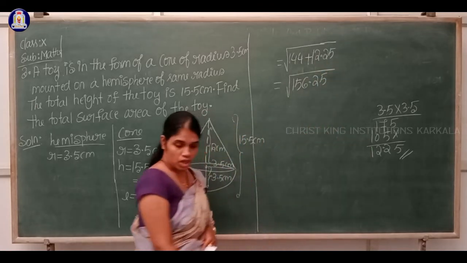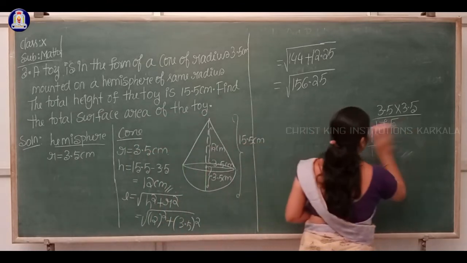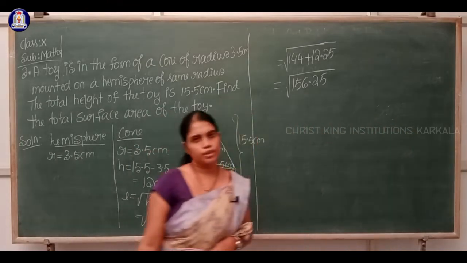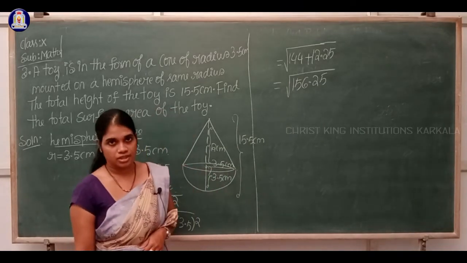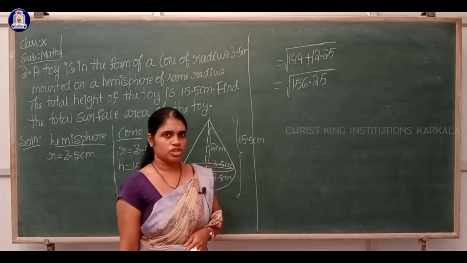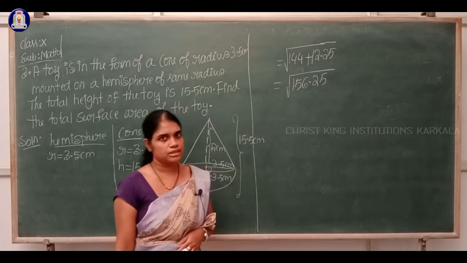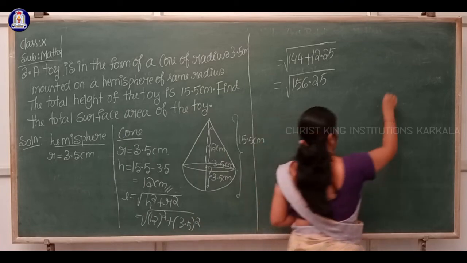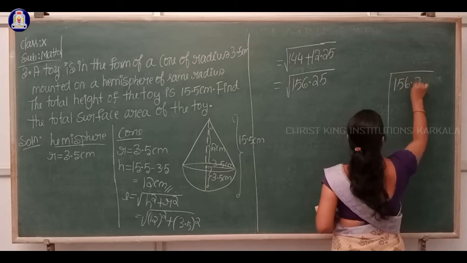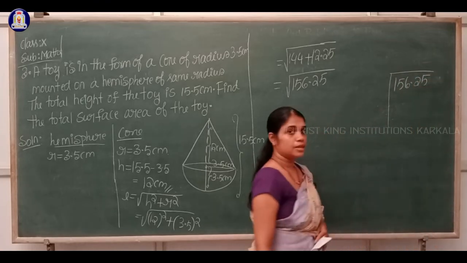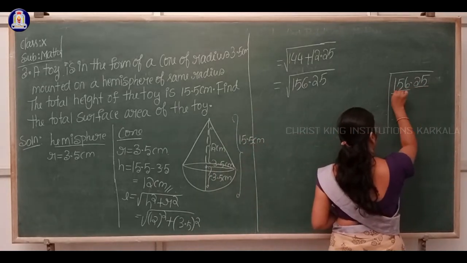156.25. Okay, so now we are going to calculate the square root of 156.25. How to calculate? Already we have discussed the long division method, isn't it? So I'll use that long division method here. One thing you have to remember, we can use the long division method for decimal numbers also. See, 156.25. The first step is to make groups of two numbers.